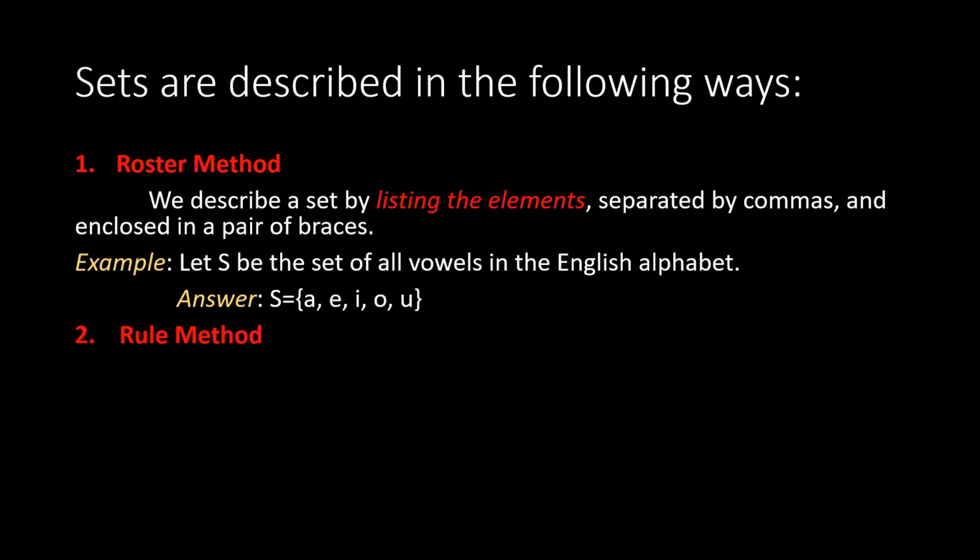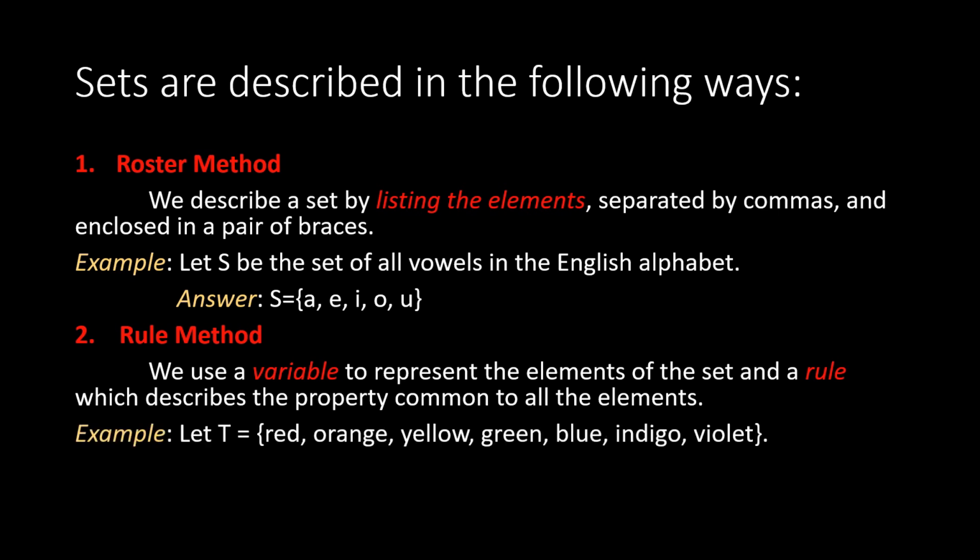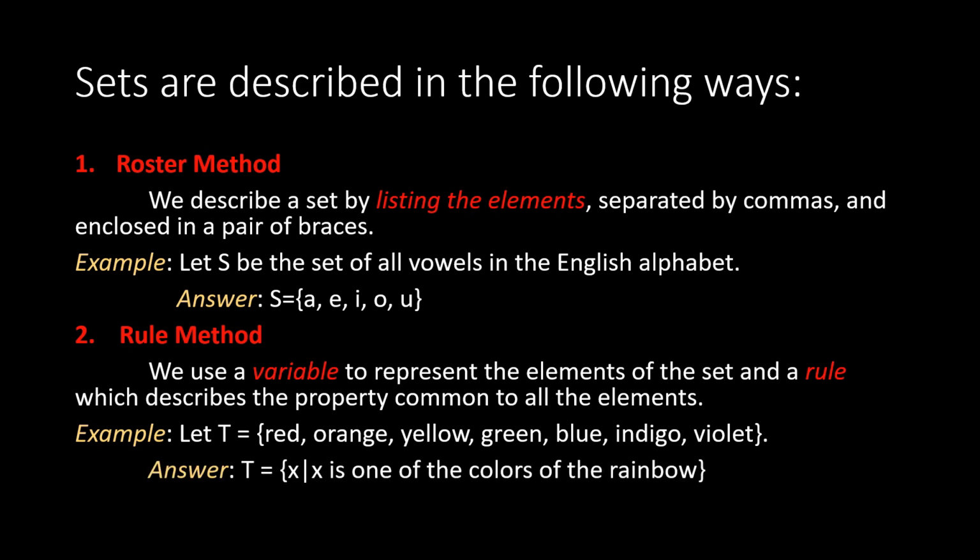Number 2, rule method. We use a variable to represent the elements of the set and a rule which describes a property common to all the elements. For example, let capital T be the set containing red, orange, yellow, green, blue, indigo, and violet. Question: what is the rule method for this set? And the answer is the set of all X such that X is one of the colors of the rainbow.